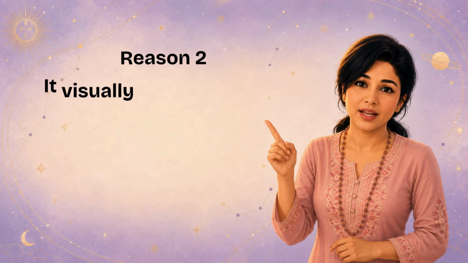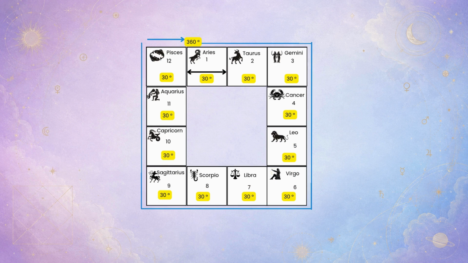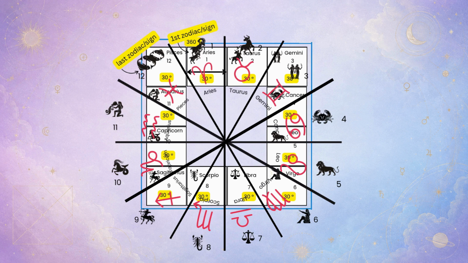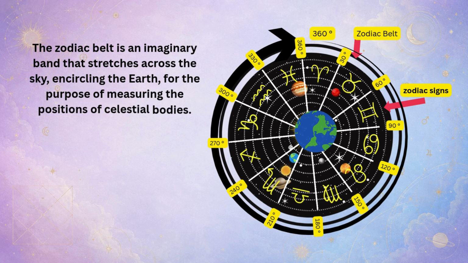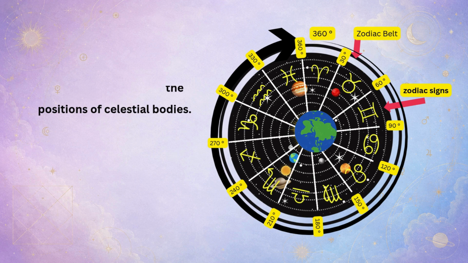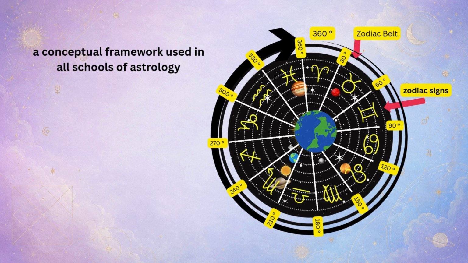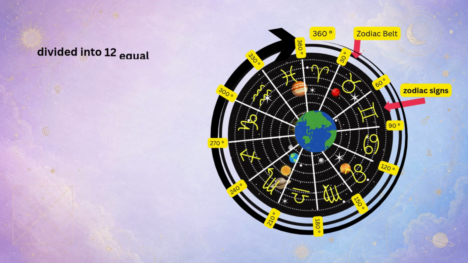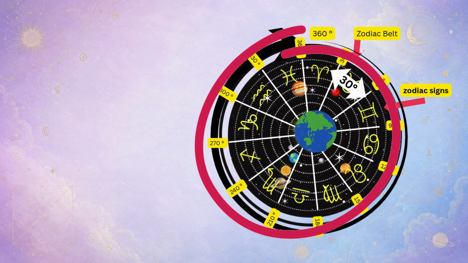Reason 2. It visually represents the zodiac belt in the sky. The South Indian chart gives a more direct visual representation of the zodiac belt around the earth. The zodiac belt is an imaginary band that stretches across the sky, encircling the earth for the purpose of measuring the positions of celestial bodies. It is not a physical structure, but rather a conceptual framework used in all schools of astrology. This belt is divided into 12 equal sections, with each section representing one of the 12 zodiac signs. Each sign spans 30 degrees, creating a full circle of 360 degrees.